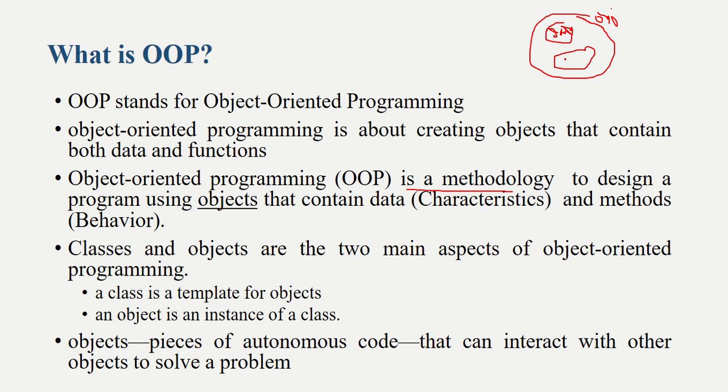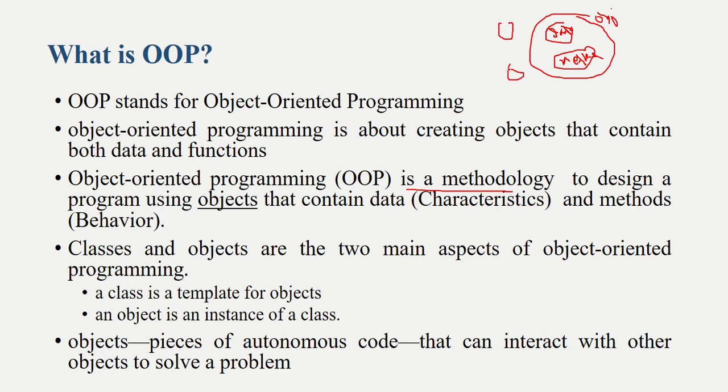Methods, or what we call functions, or sometimes behavior. So you have methods inside each object, and you have another object here, and another object here. It's not just one object, so at least you will have one object. Now, in the programming language, we have classes and we have objects.